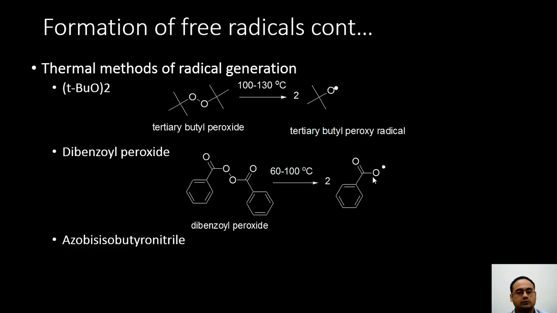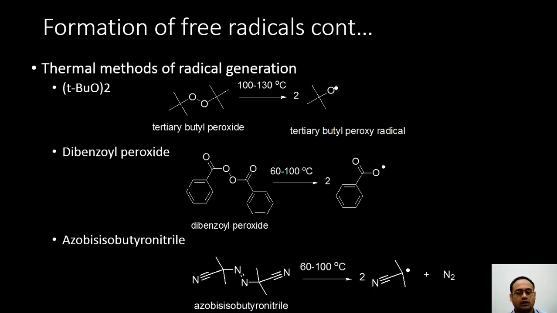Similarly, other nitrogen-containing compounds like azo-bis-isobutyronitrile, which is this compound which contains a nitrogen-nitrogen bond. When this is heated between 60 to 100 degrees Celsius, the nitrogen-nitrogen bond breaks to give us alkyl radicals. The importance of this compound is that it gives us access to alkyl radicals easily.